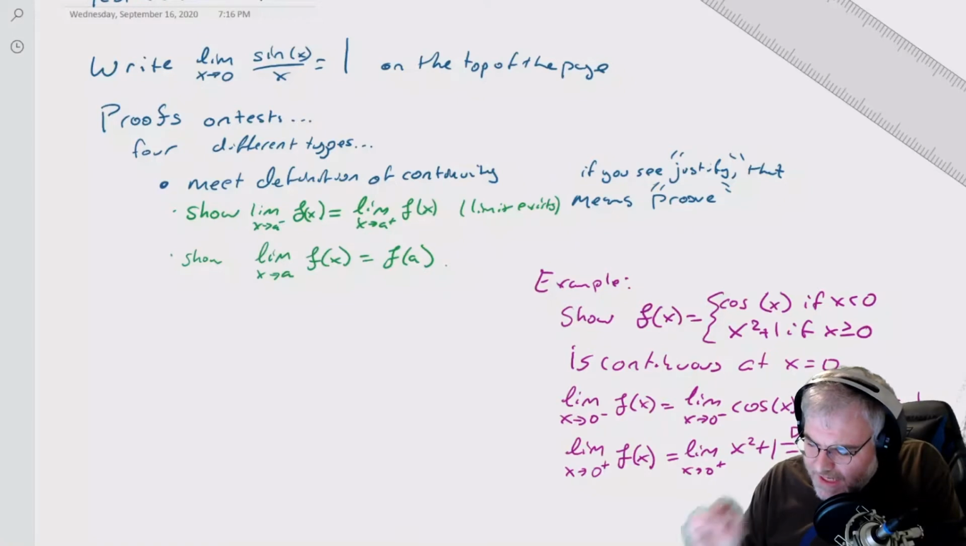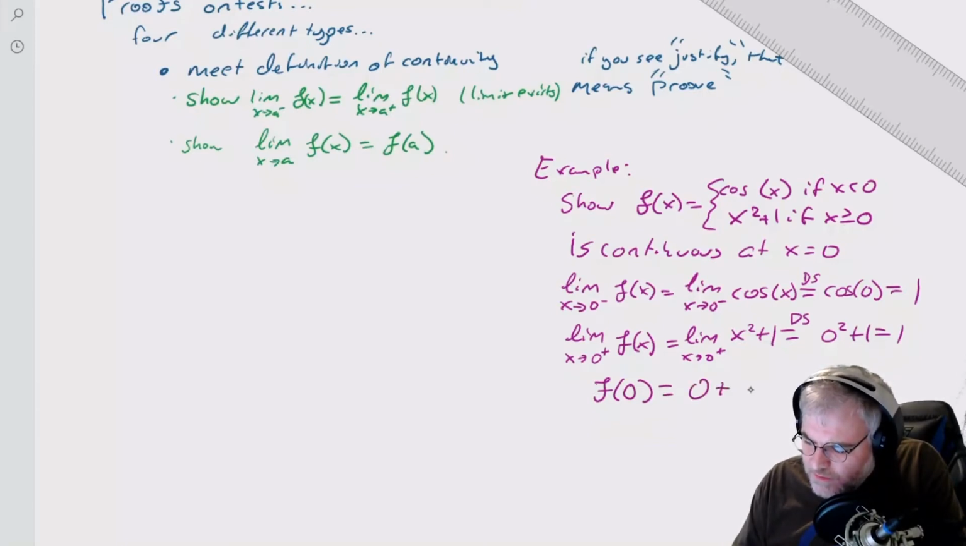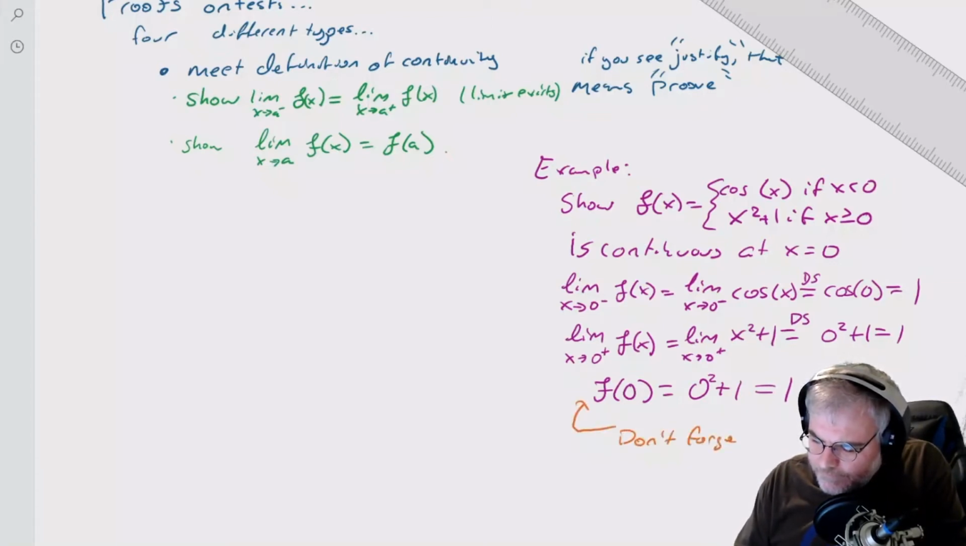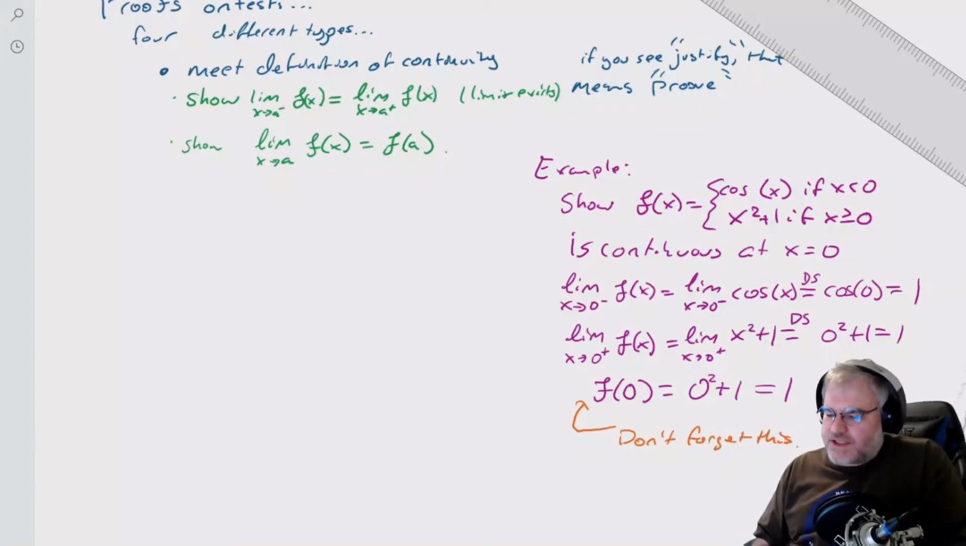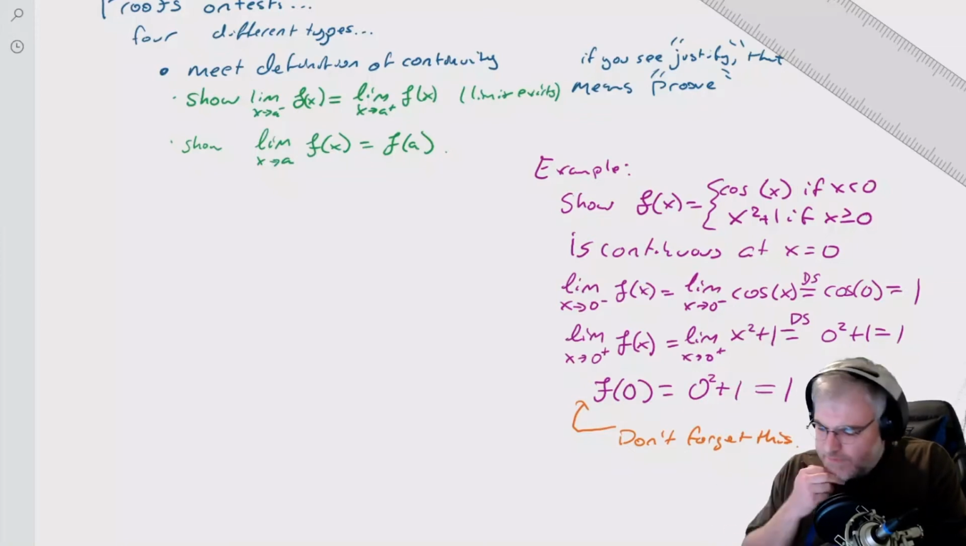And then the one that everybody forgets to do is to actually check what f of 0 is. So you forget to check that last number, that f of 0 equals 0 squared plus 1 equals 1. So people will forget this last one, so don't forget it. Right, so what I've basically shown is that the limit from the left is equal to the limit from the right, which means the limit exists and that it equals that.